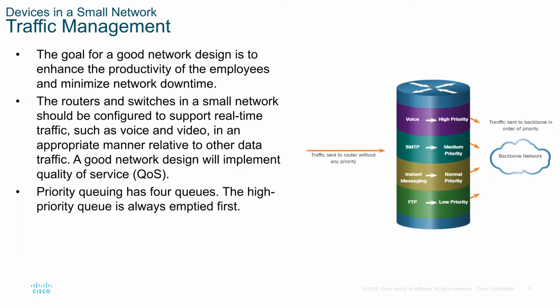The goal for a good network design is to enhance the productivity of the employees and minimize network downtime. The routers and switches in a small network should be configured to support real-time traffic, such as voice and video, in an appropriate manner relative to other data traffic. A good network design will implement quality of service. Priority queuing has 4 queues. The high priority queue is always emptied first.